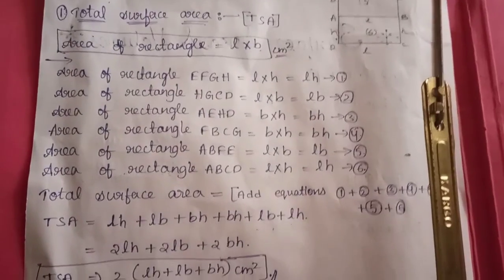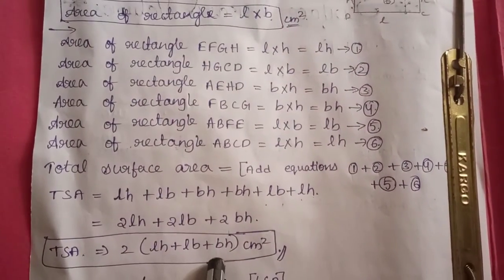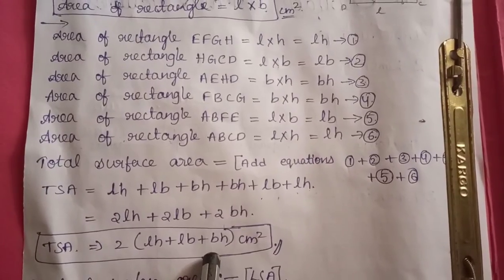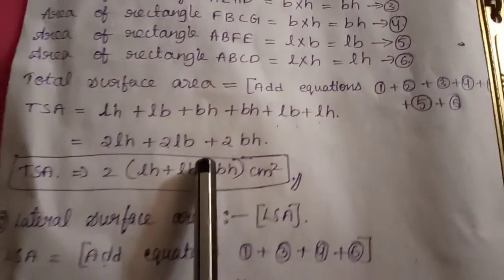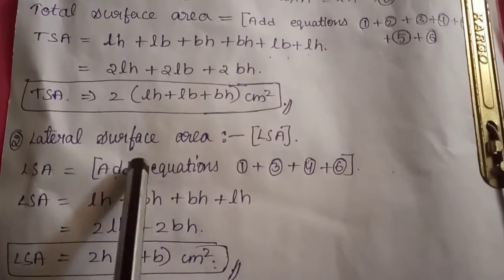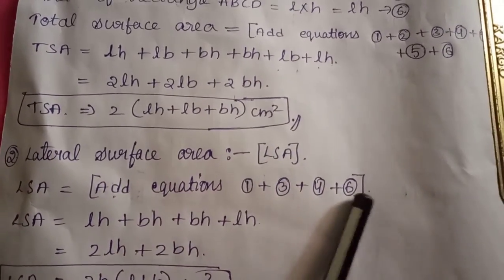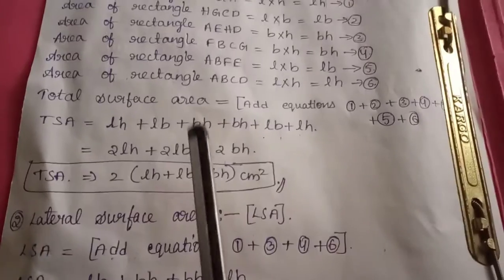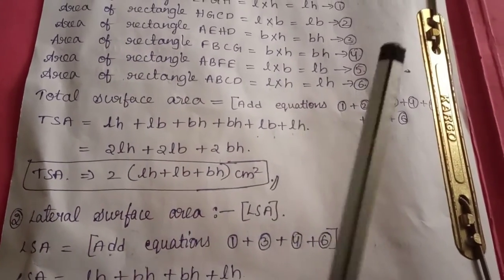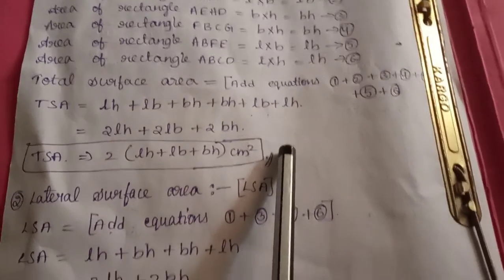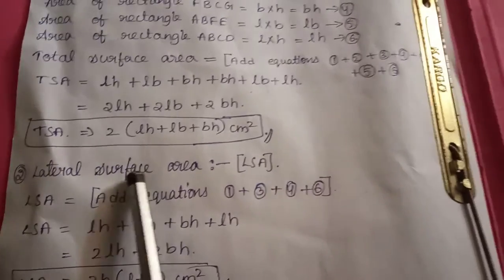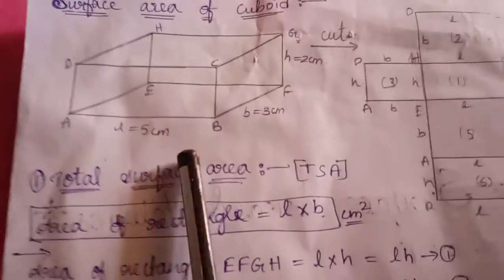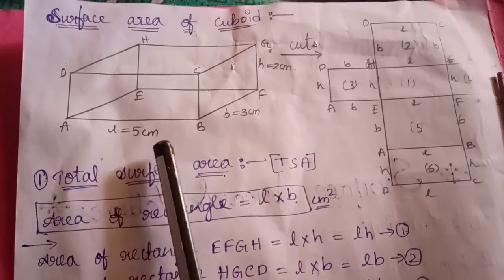As it is an area, the units are centimeter square units. Now the second one is lateral surface area. The short form for total surface area is TSA and for lateral surface area it is LSA. Total surface area means adding the area of 6 faces. Lateral surface area means only the 4 sides of the cuboid. Only 4 sides. Here in this cuboid, you can see the 4 faces.